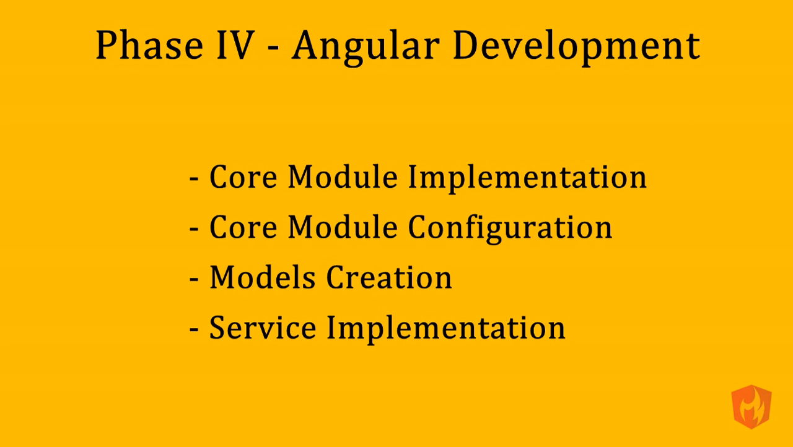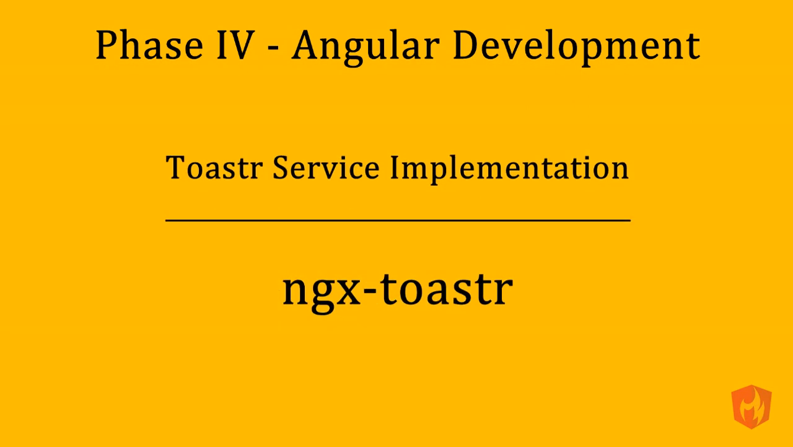Then we'll see how to create different models in your Angular application, and how to implement services in the Angular application. Then we'll see how to use the toaster service. NGX toaster is one of the npm packages we use to show toast notifications for different messages. Message types will be like success, warning, error, or information.